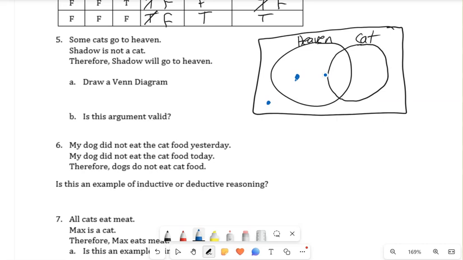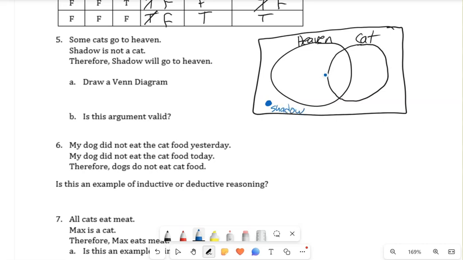So Shadow is not a cat. Therefore Shadow will go to heaven. I think that that's false, and this would be my proof that heaven is not the universal set. If you're going to open up the concept of heaven, you also have to open up the concept of hell, meaning that not everyone goes to heaven. So there must be something else. So I would place this right here as Shadow.